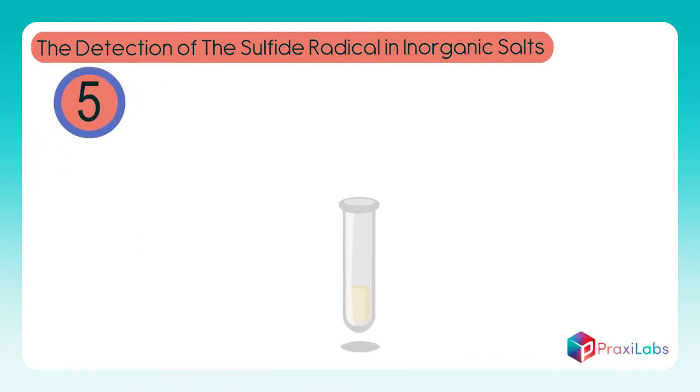Place a small amount of the salt solution in a test tube. Then add drops of lead acetate reagent. Notice the formation of black precipitate of lead sulfide.